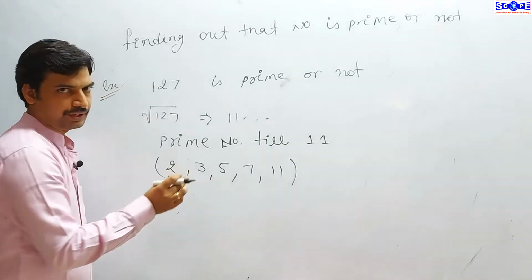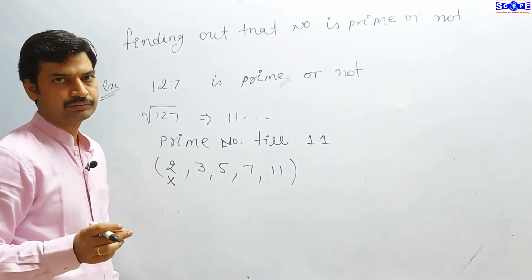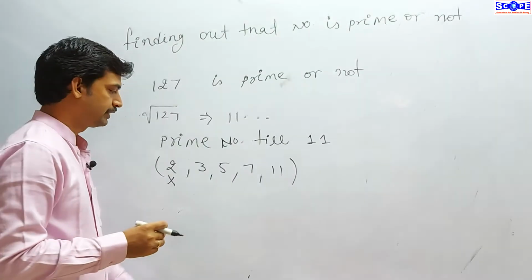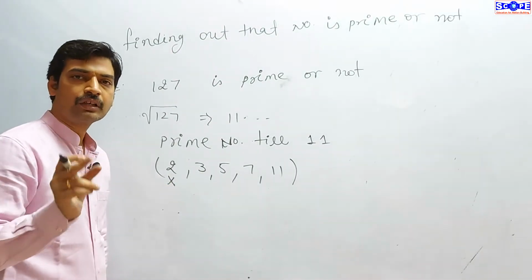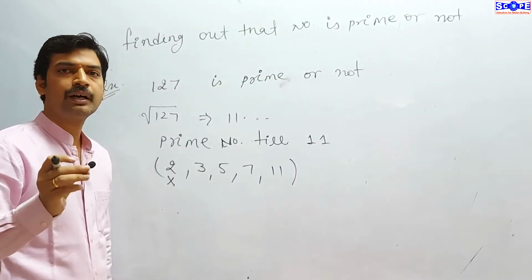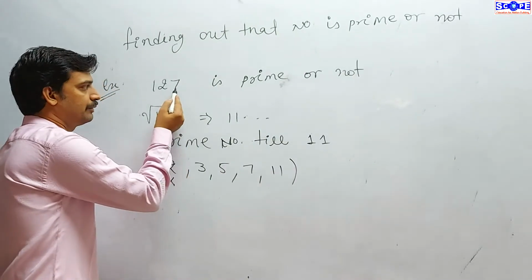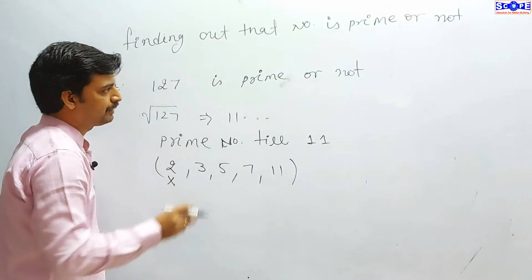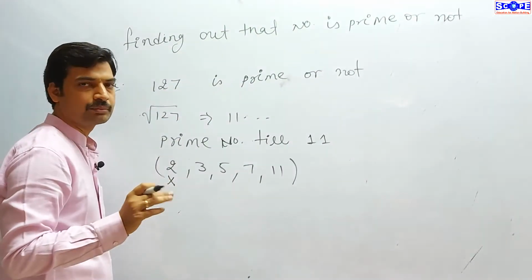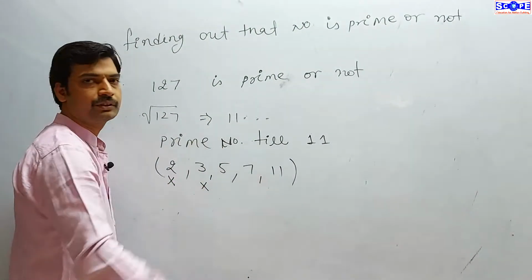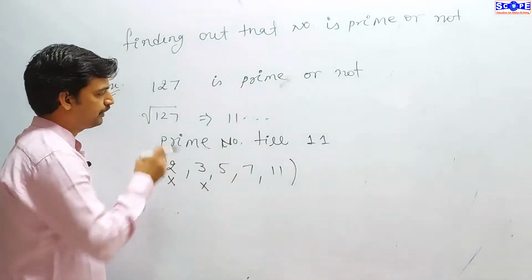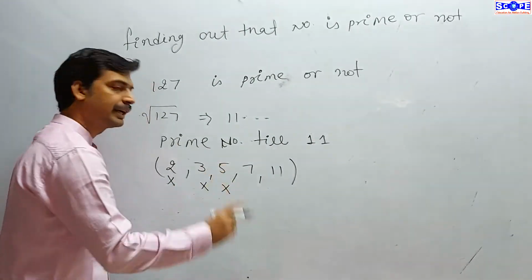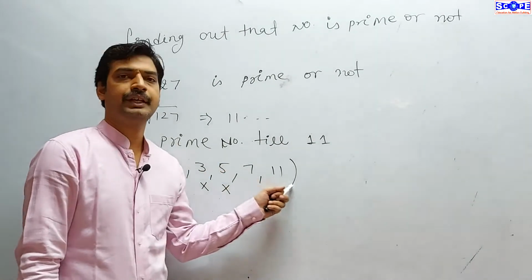When we talk about 3, the divisibility rule of 3 is what? The sum of the digits should be divisible by 3. So the sum of the digits: 7 plus 2 is 9 plus 1, 10. 10 is not divisible by 3. That means the complete number is also not divisible by 3. For 5, the last digit is not 0 or 5, so this is not following the criteria. Now we are left with 7 and 11.